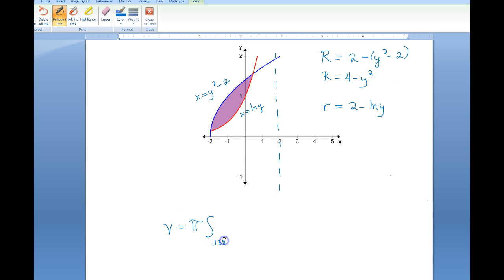You want to simplify the setup? No, you can actually leave it the way, like if you write 2 minus y squared minus 2, and then put that whole thing squared, that's fine, instead of writing 4 minus y squared. Oh, you mean like FOIL? Yeah. No, don't worry about that. I would never ask you to FOIL the whole thing.